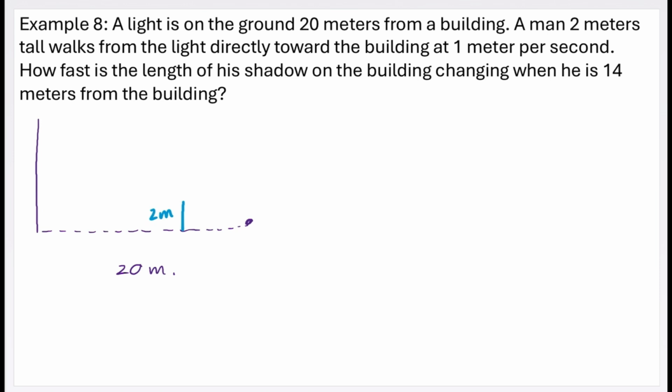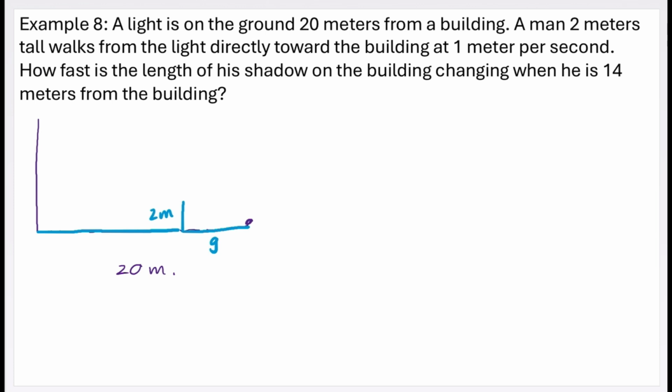And he's walking away from the light towards the building at 1 meter per second. So his speed is 1 meter per second. So you could think of this in two different ways. You could think of this length right here increasing 1 meter per second, or this length right here decreasing 1 meter per second. I'm going to label this one as the length that I'm talking about. So I'm going to label this as the ground length. And you're going to see why I did that in a minute.